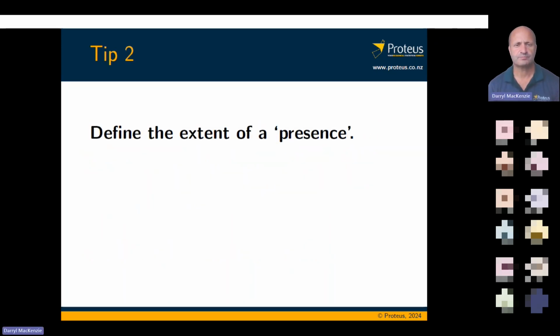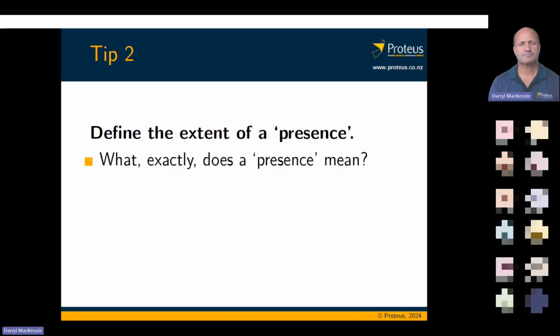Okay, tip number 2: be very clear and try to define the extent of a presence. So what do I mean by that? What I mean is, just sit down and think really hard so that when you say a species is present at a location, what exactly do you mean? It's very easy to say it's present, but if you've detected the species in, say, a 5-minute point count, you're doing some bird surveys, what does it actually mean if you're going to say the species is present at that location?